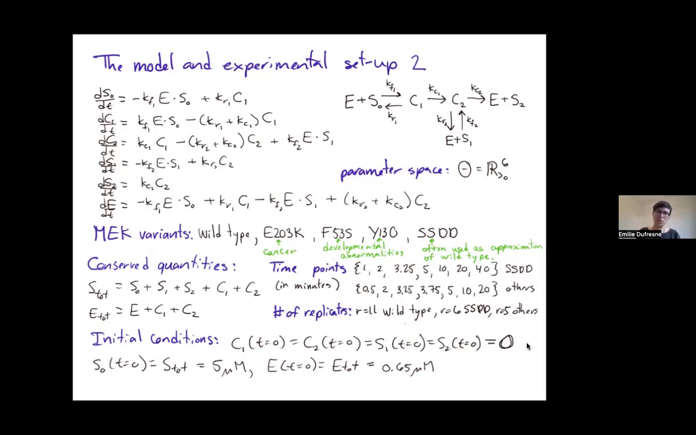So that's the setup. In the paper, we eventually do Bayesian inference, from the data to get the parameters. But in this talk, I'm going to concentrate on the structural identifiability question. But first, one thing that people often do in this kind of setup is to reduce the model.